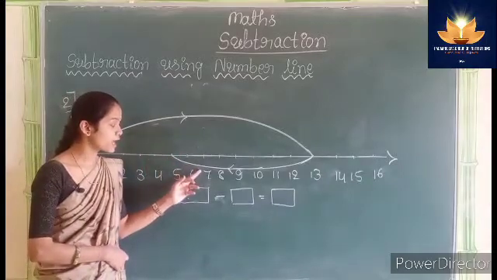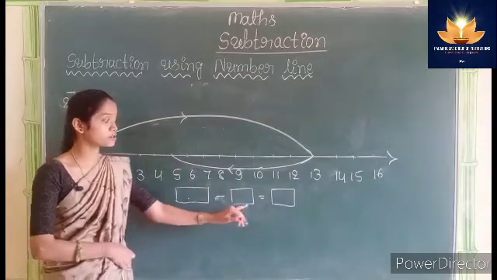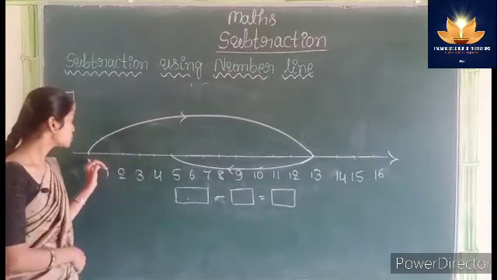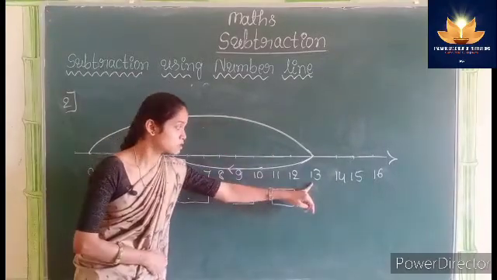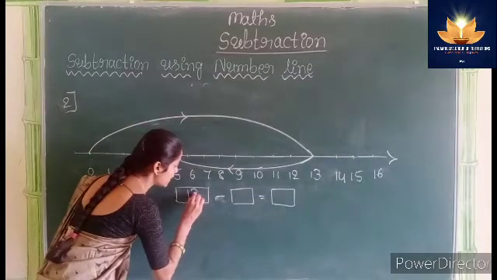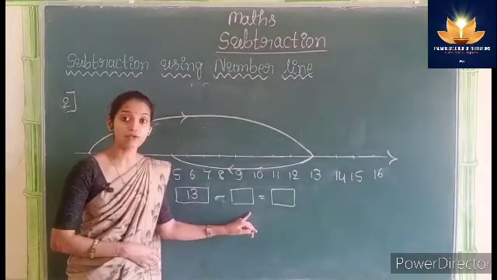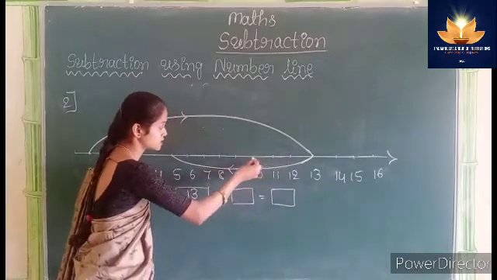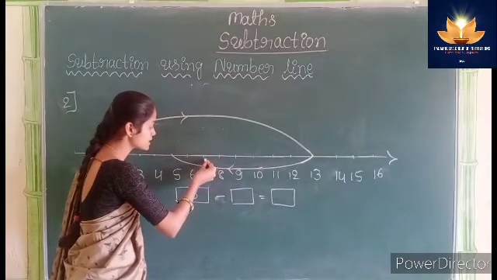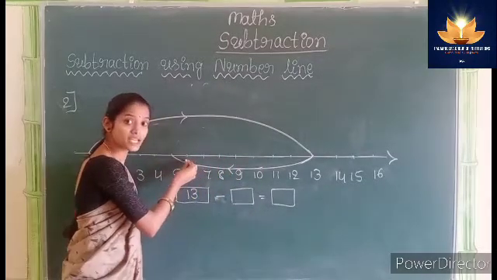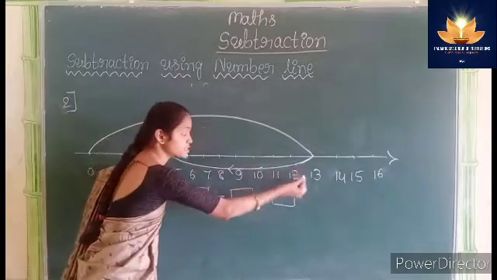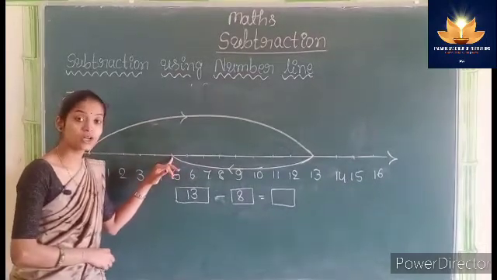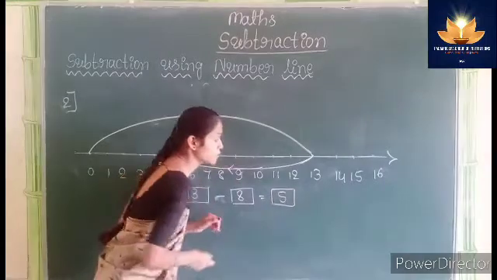Here they already drew the lines, but we have to find out which numbers are used in this subtraction. Okay, let us find out the first number. From 0 the line reaches to 13. So the first number is 13. To find out the second number, we have to count the points back from this 13. 1, 2, 3, 4, 5, 6, 7, 8. So we get 8 points back from this 13. And here the point reaches 5. So the answer is 5. Have you understood, students?